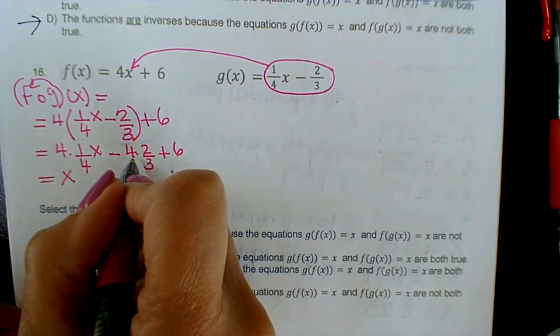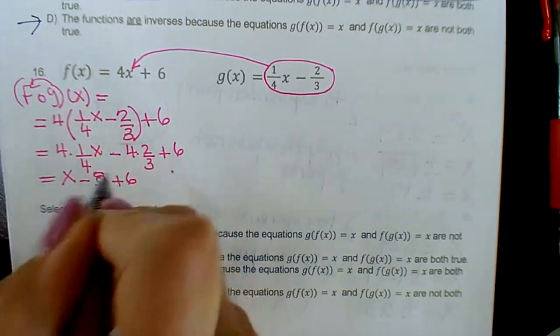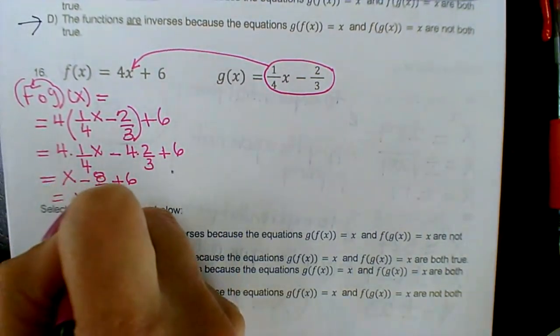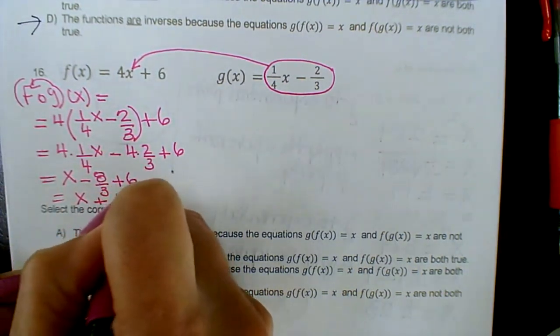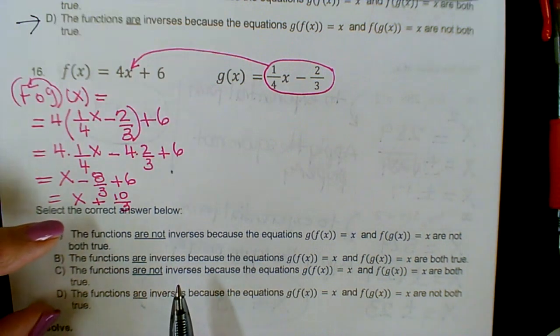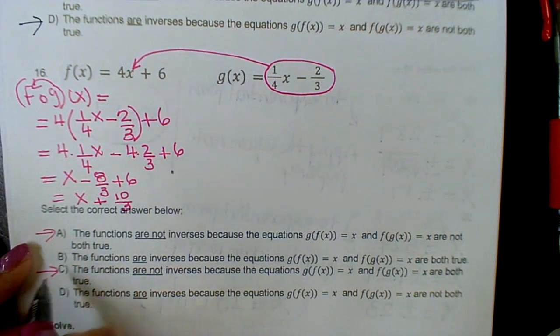This is going to be 8 over 3 plus 6. So this is going to be x. When we add these two fractions, 10 over 3. So right there, we know they're not inverses. So it's going to be either the A or this one.